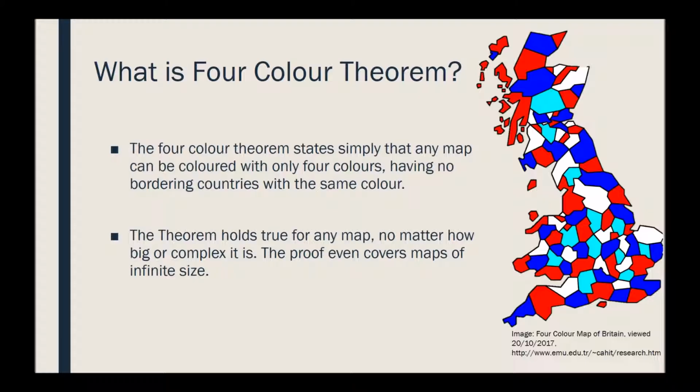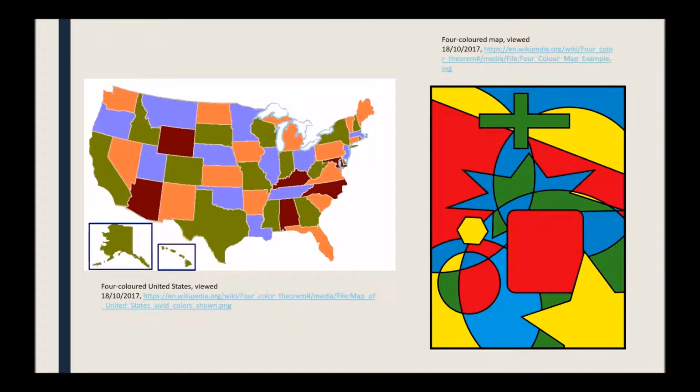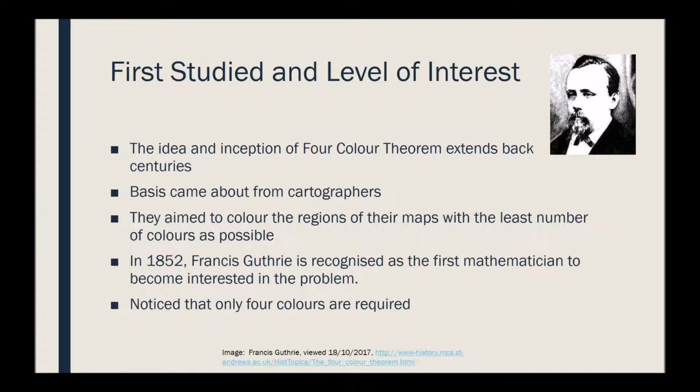Four-color theorem. The four-color theorem states that an area of a map can be filled with only four colors so that no two adjacent shapes or countries have the same color. This is found to hold true for any map, regardless of size or complexity. The basis of the four-color theorem extends back centuries before any mathematical proofs were developed, originating from cartographers attempting to color maps with as few colors as possible.